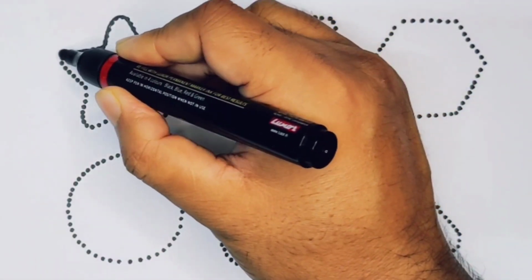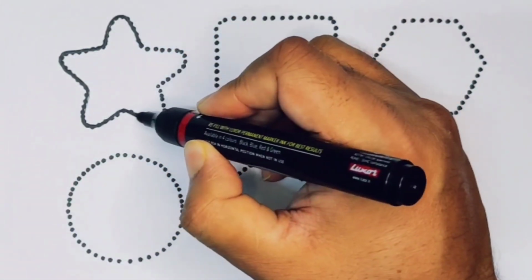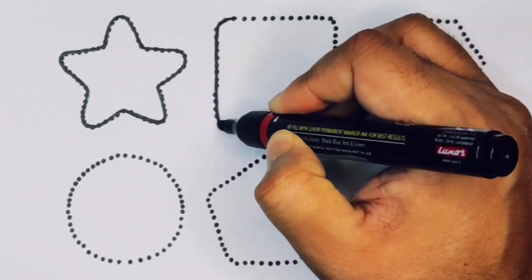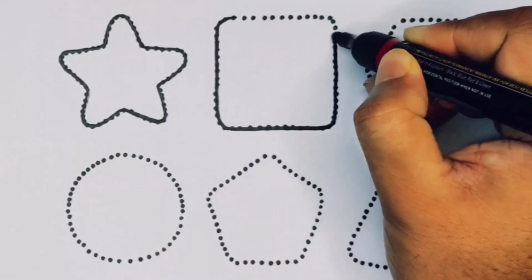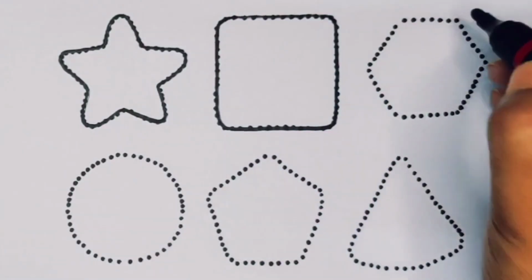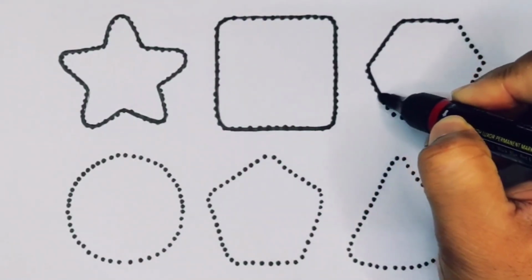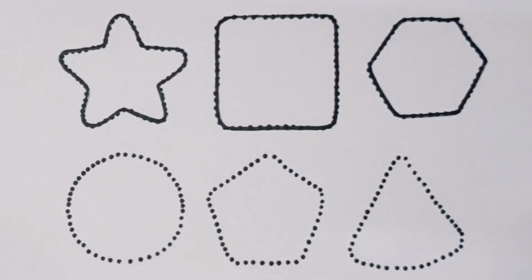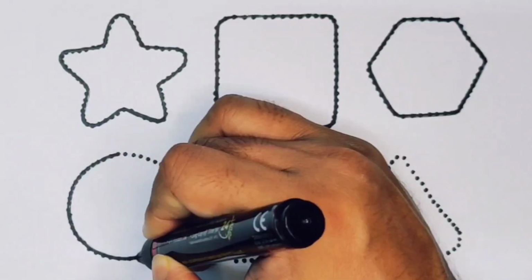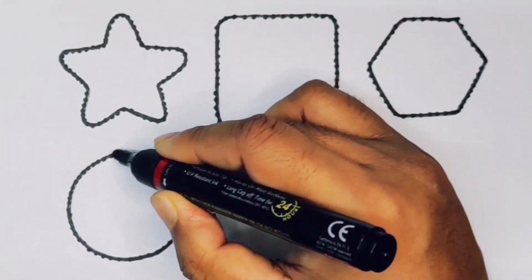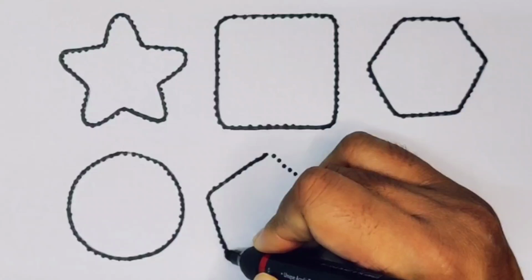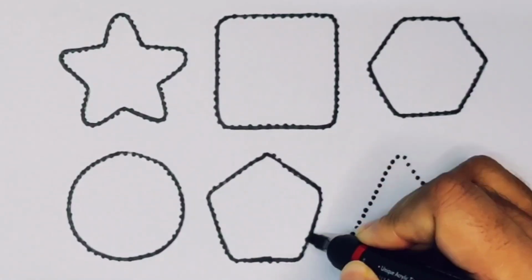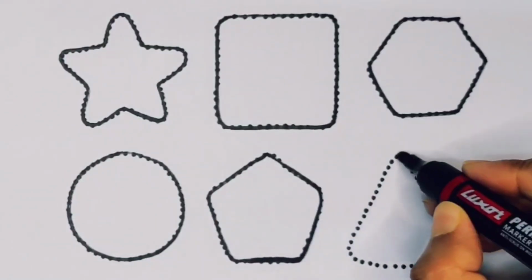First we're going to draw the shapes. Star, square, hexagon, circle, pentagon, triangle.